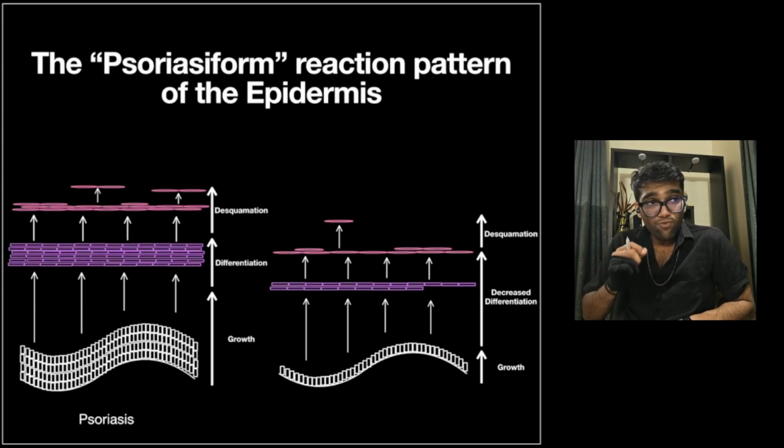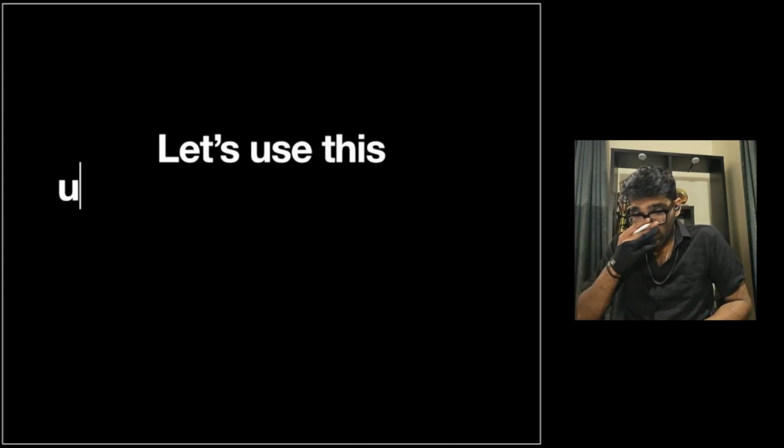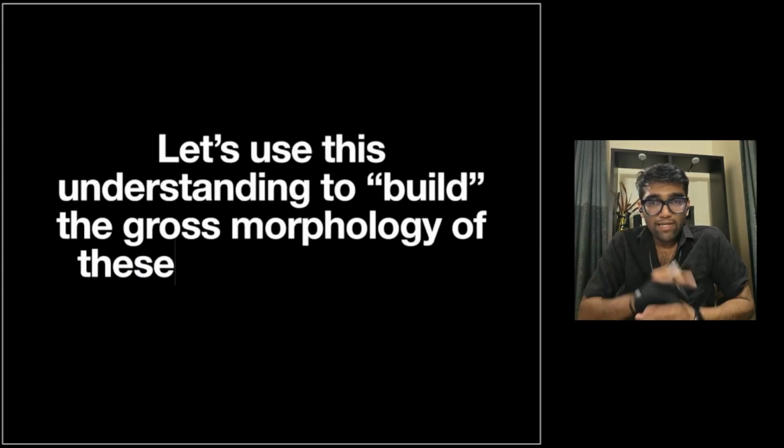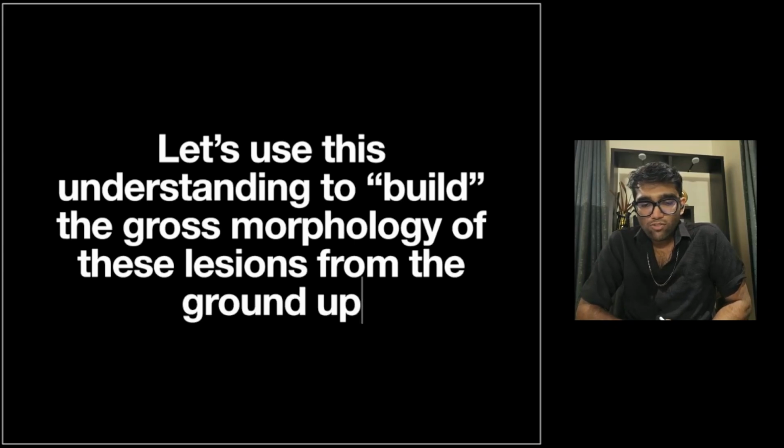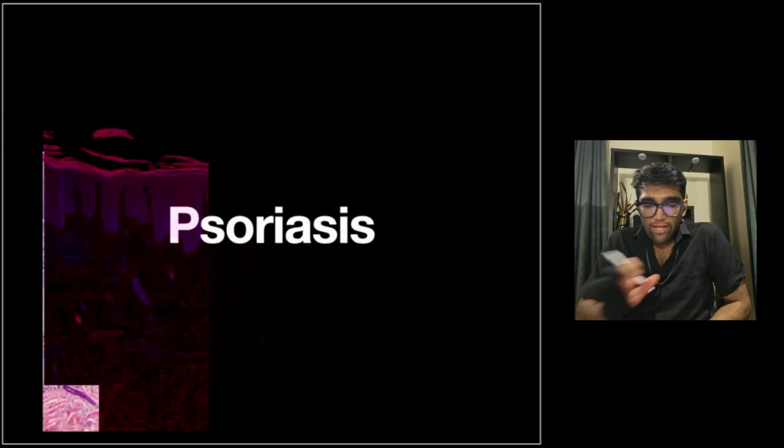Whereas in psoriasiform lesion, there is something that is actually actively impairing the differentiation, although the growth rates of cells within that lesion are not actually increased. Okay, it's a subtle difference, but it's important. Now, okay, so now let's use this understanding to build, quote unquote, the gross morphology of these lesions from the ground up. Okay, now for psoriasis, what do we find?